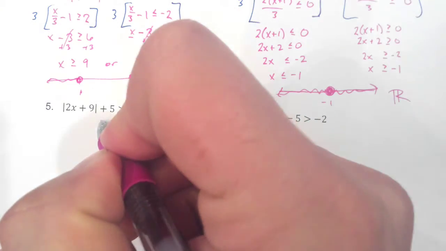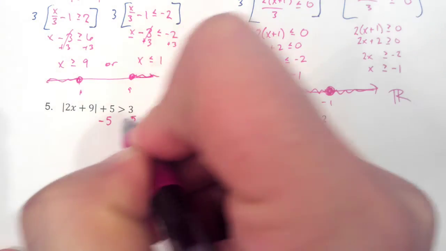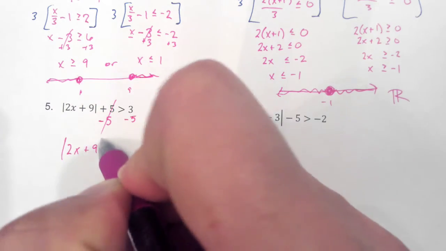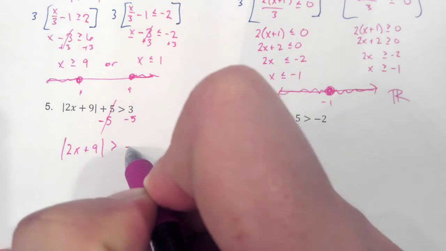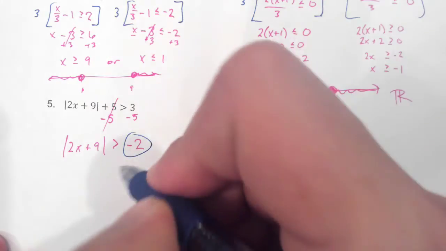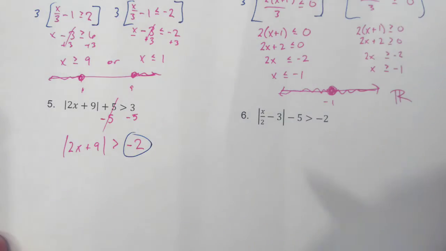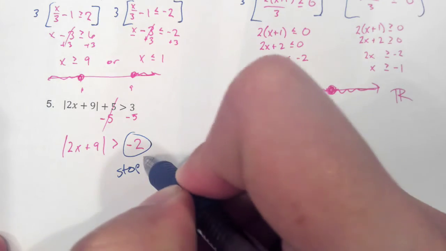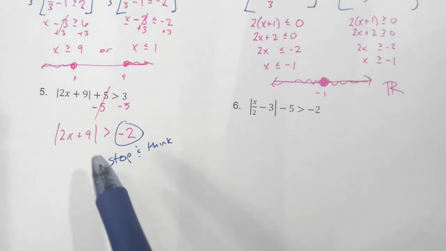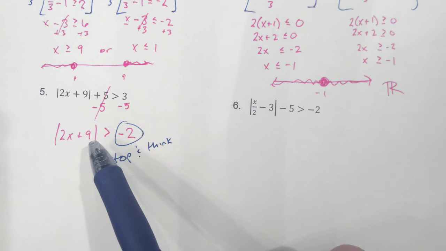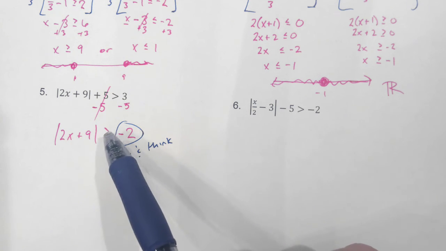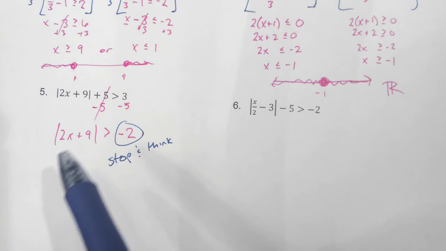Number 5, absolute value needs to be isolated. So you subtract 5 from both sides. The absolute value of 2x plus 9 is greater than negative 2. And I stop right there. Anytime I have a negative over there on that side by itself, once the absolute value is isolated, I stop and think. Okay, so we're taking the absolute value of something, which again is the distance from 0, which again has to be a positive number, and it needs to be greater than a negative number.